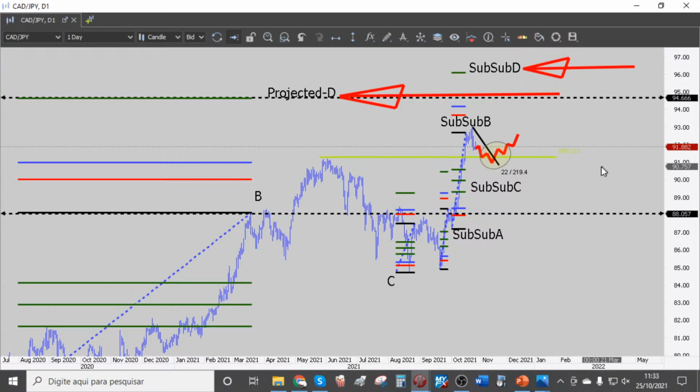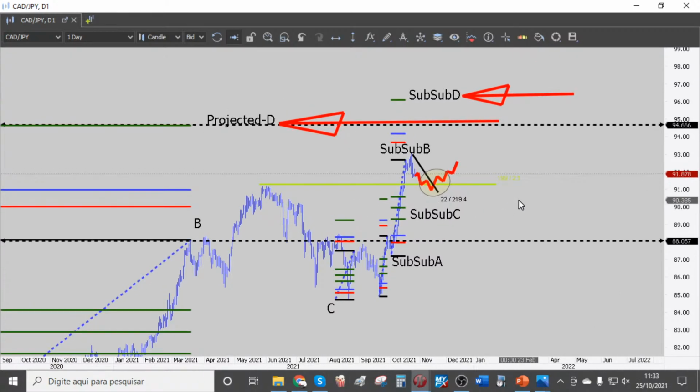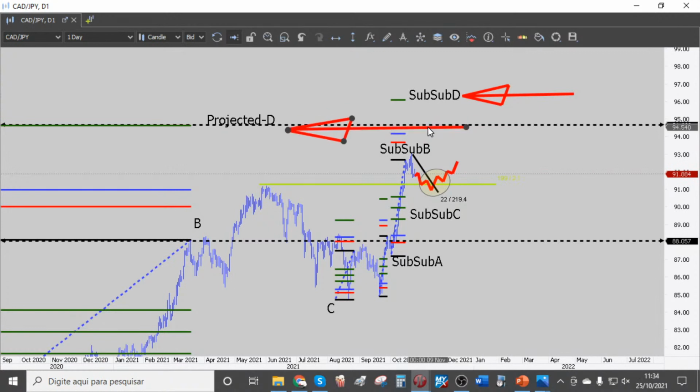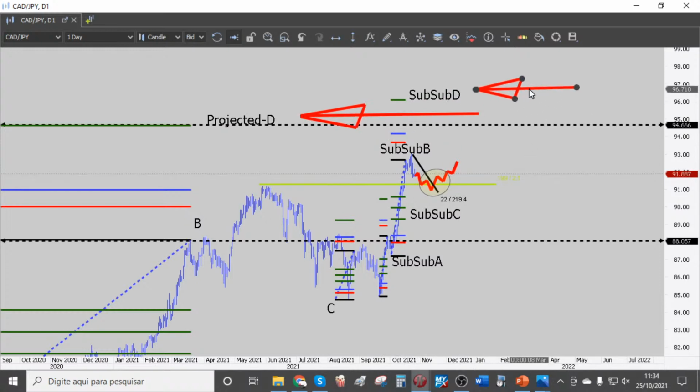So the answer is no. We cannot trade this because we are going to mix the pair. Excellent. It's not just this, but we need to profit take, everybody. Those are the rules. We need to profit take at the projected D. Not the sub D, the projected capital D from the original Fibonacci.